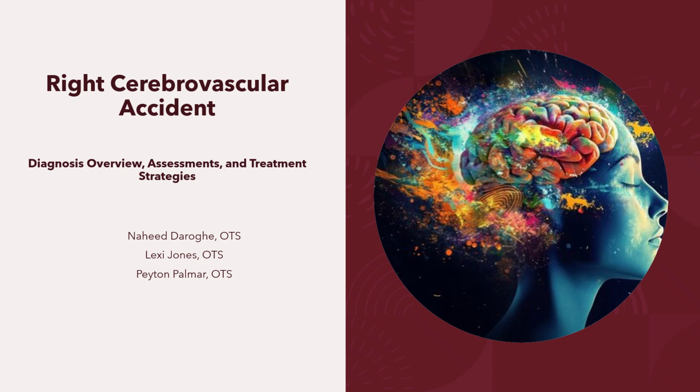It occurs when blood flow to a part of the brain is interrupted or reduced, preventing brain tissue from getting oxygen and nutrition. It makes the brain cells die or have damage, making it a medical emergency. So today we will be talking about the diagnosis overview, assessments, and treatments that are available for stroke.